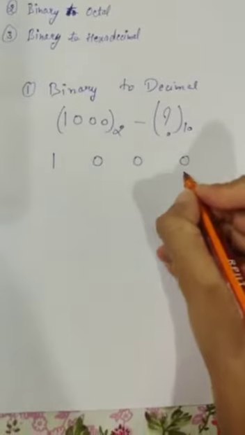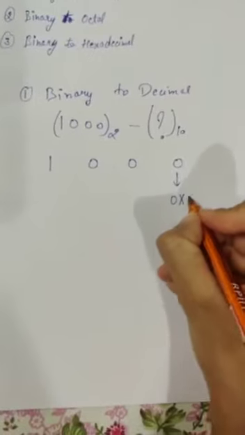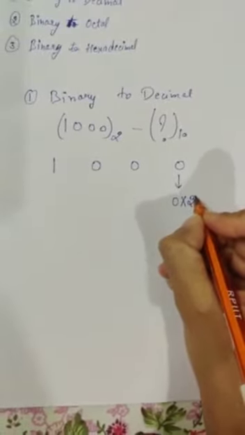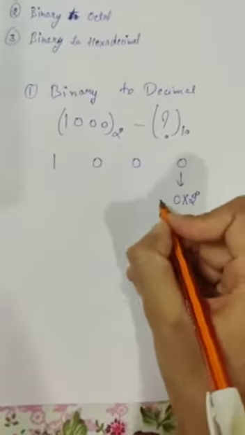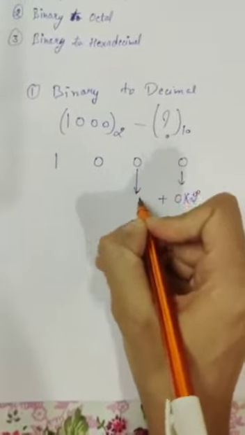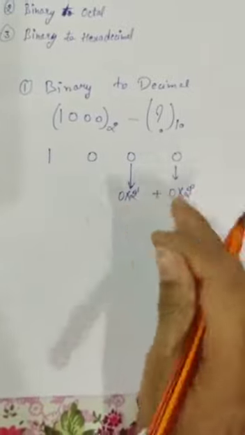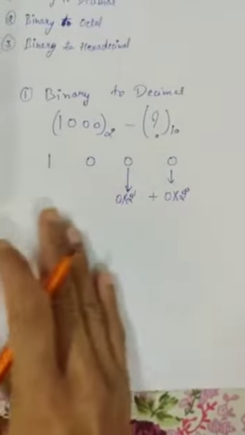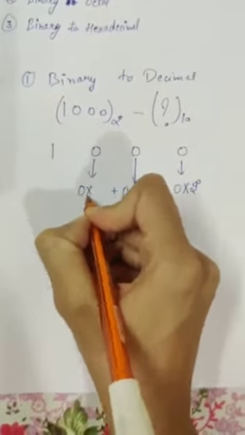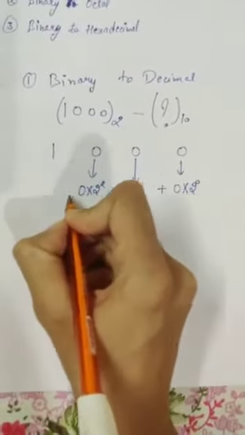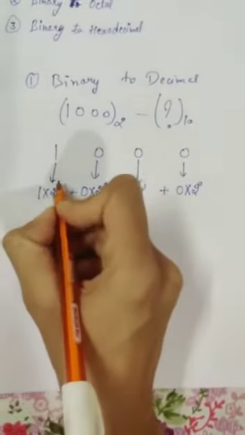So we take this bit 0 and multiply it with the base of the binary, that is 2, and the power starts from 0, that is 0 into 2 raised to power 0, plus again the bit is 0 multiplied by base 2 and the power will be 1. The power increases from right to left. Again plus 0 multiplied by 2 raised to power 2, plus 1 multiplied by 2 raised to power 3.